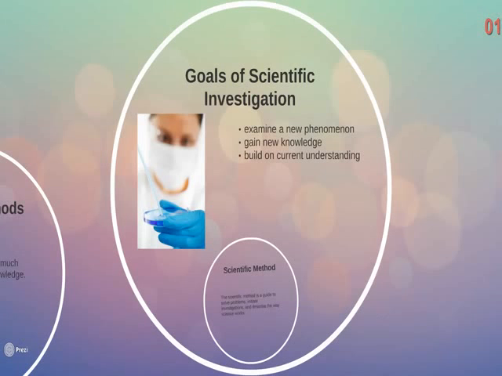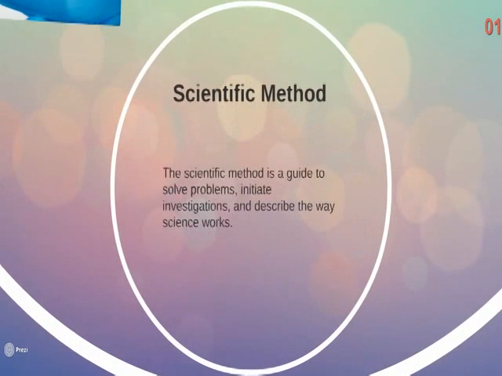The goals of scientific investigation include examining new phenomena, gaining new knowledge, and building on our current understanding. The scientific method is a tool that we use. It's our guide to solve these problems. It helps us initiate the investigations and describe the way science works.